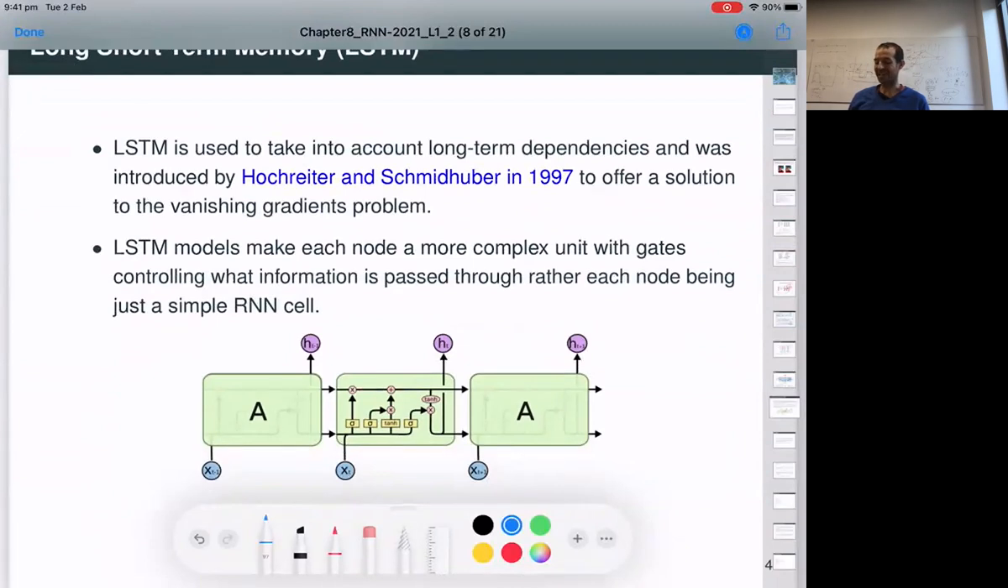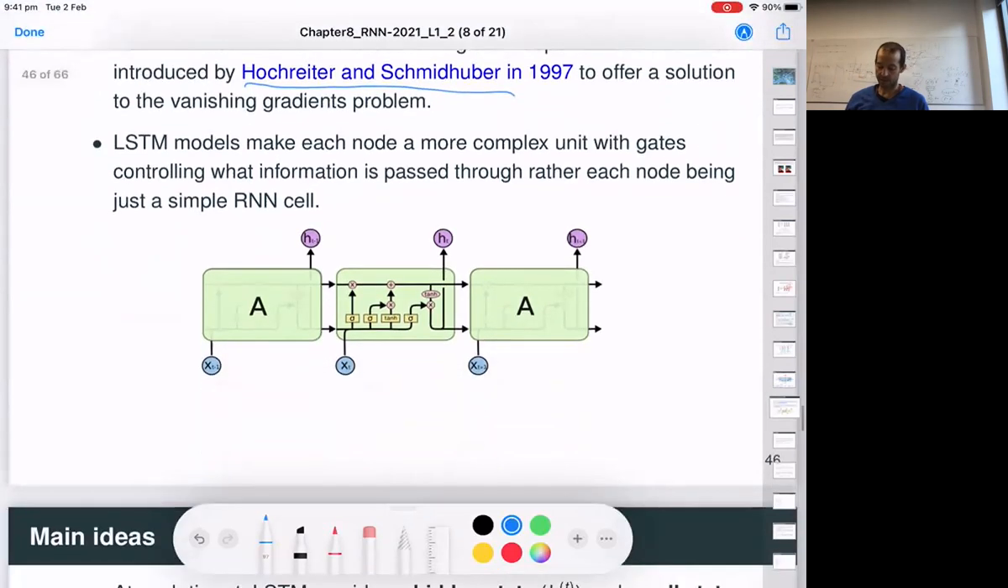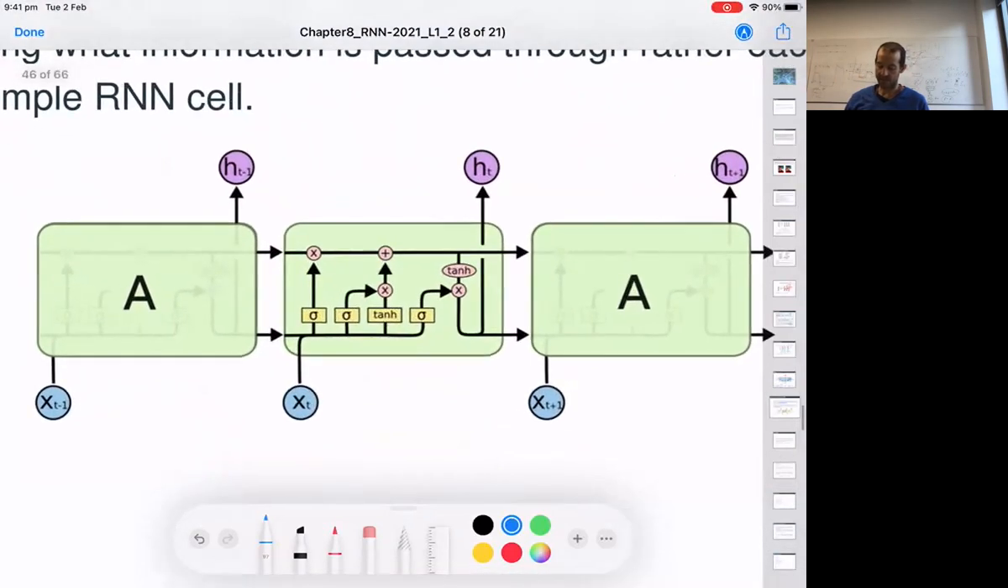If you click on the link, you get the paper from these two authors who introduced, in 1997, a way to overcome the vanishing gradient problem, even though they don't solve it completely. So the LSTM is more complicated. The node is more complex, and there are gates inside. We have seen the simple gates for the RNN, and here we use more gates. So you can see the gates look like this now.